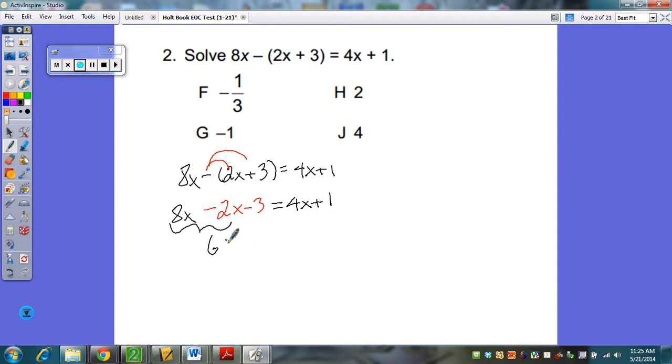So we have 6x minus 3 equals 4x plus 1. Alright, from here we're going to subtract the 4x from both sides, and we'll get 2x. We're going to add the 3 to both sides and get 4, so x equals 2. So our answer here is H.